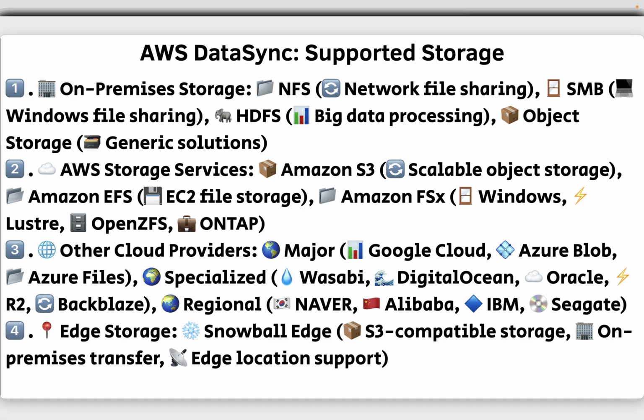And fourthly, we have edge storage. So DataSync extends its capability to edge computing environments, specifically working with Amazon S3 compatible storage available on AWS Snowball Edge devices. This allows for data transfer between on-premises locations or edge locations and AWS using these rugged devices.